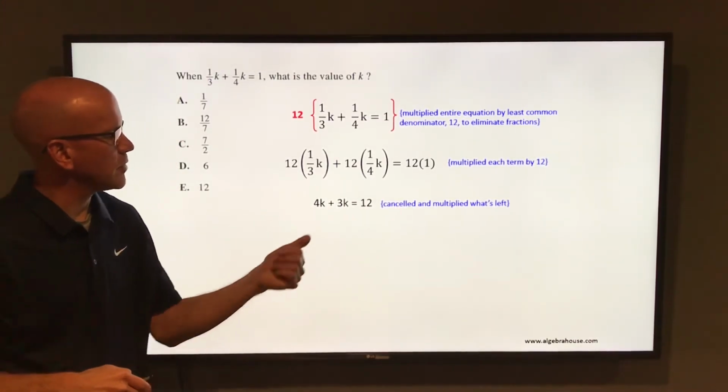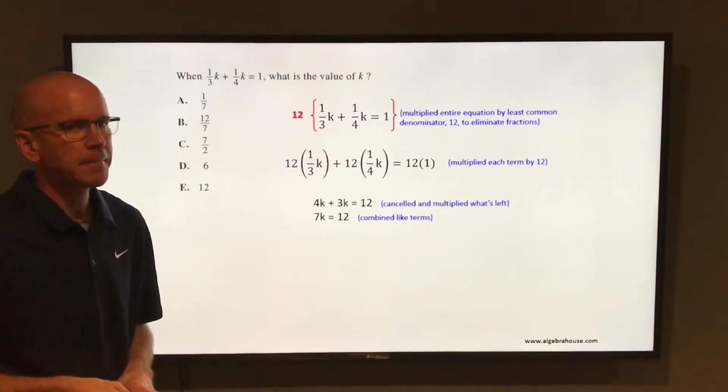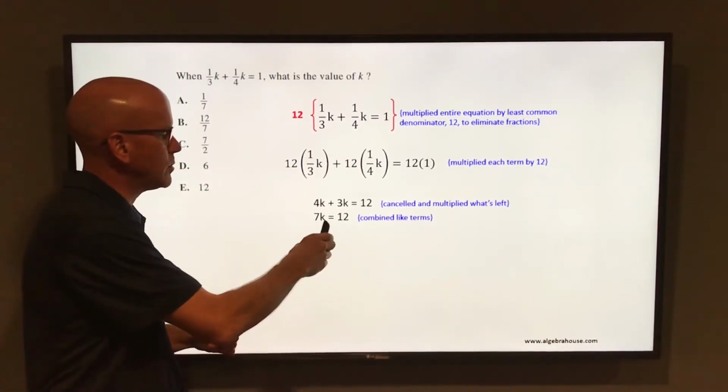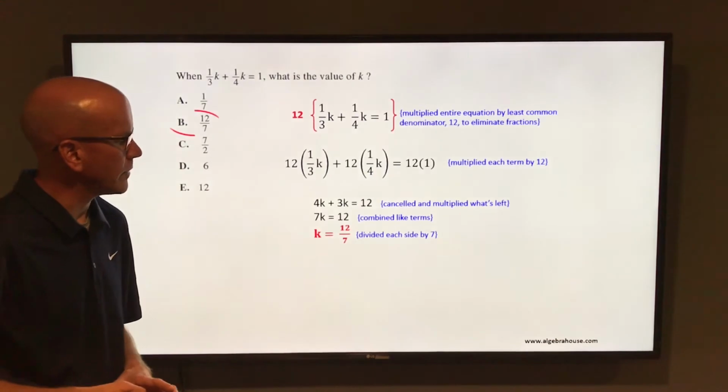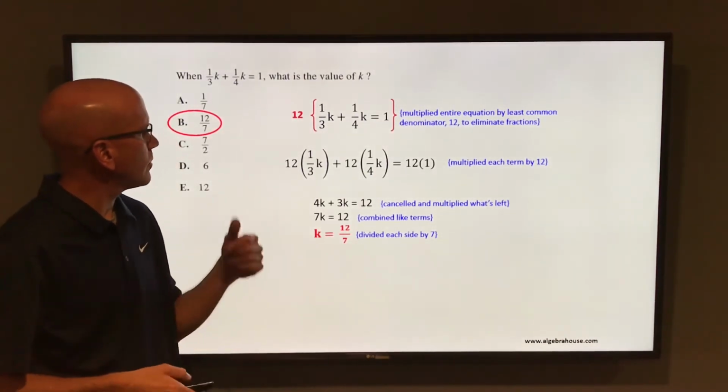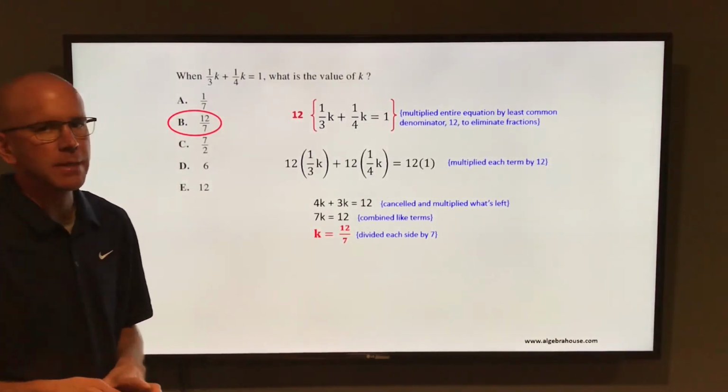4k plus 3k, if you combine the like terms, that is 7k. Then divide each side by 7. If you do that, you get k equals 12 over 7. So the value of k here is 12 over 7, and that is letter B.